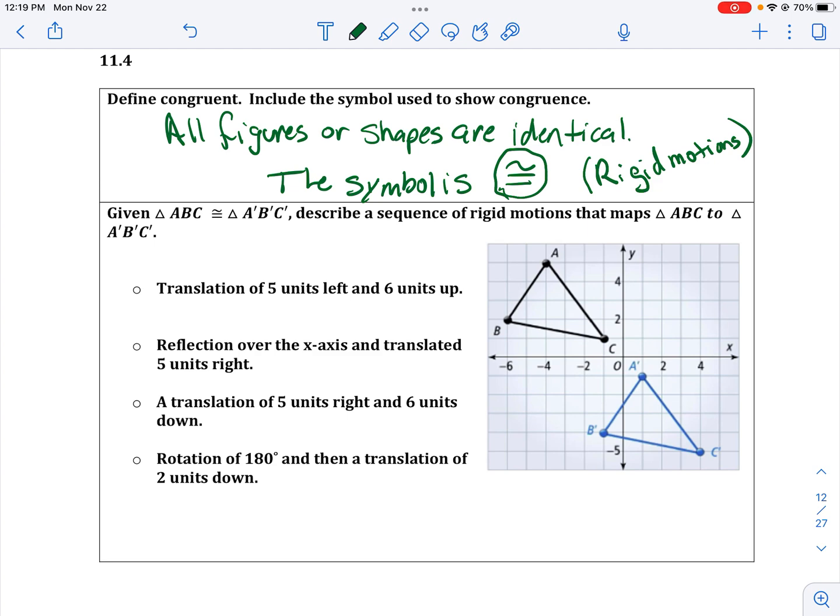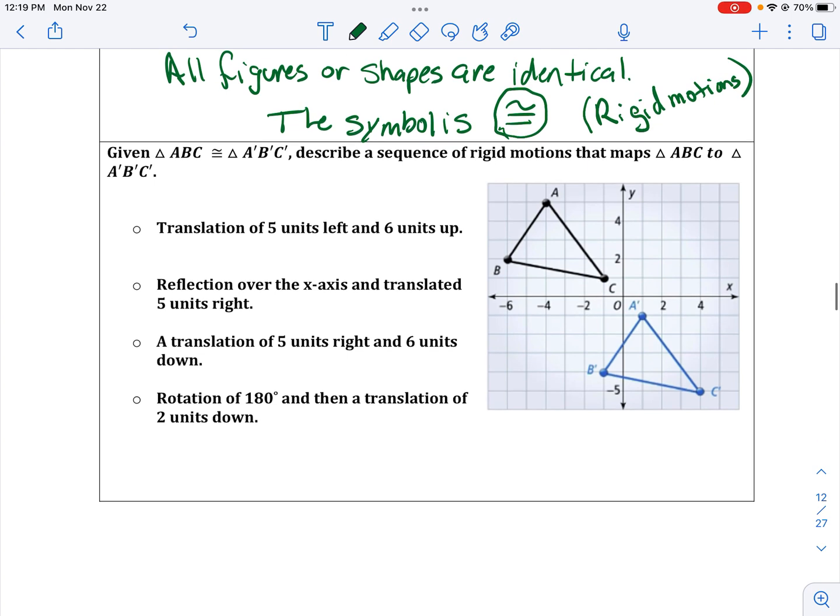So let's get to some examples here. Given that triangle ABC is congruent to triangle A prime, B prime, C prime, we want to describe the sequence of rigid motions that maps the original to its image. Here we are given multiple choice, and we need to see which one of these is the correct one. When we see multiple choice answers like this, we need to pick one point, and one point only, because we know that the two shapes are congruent.